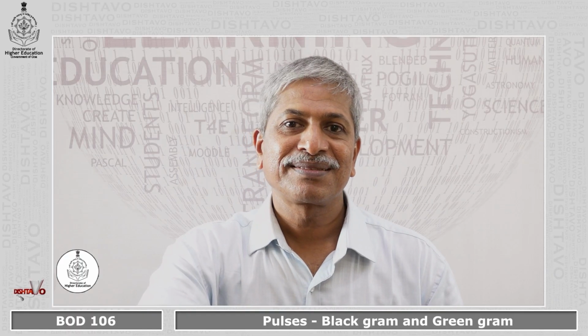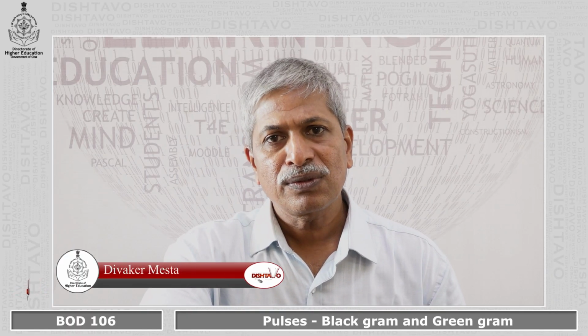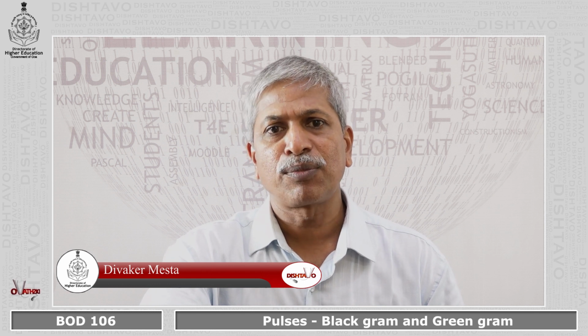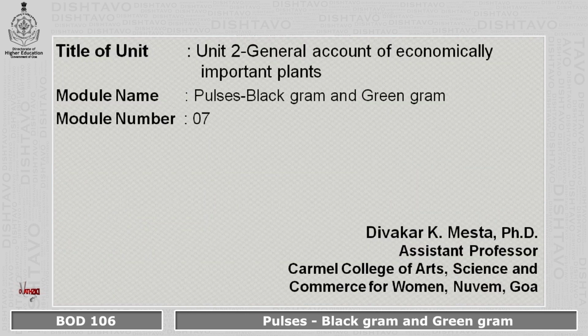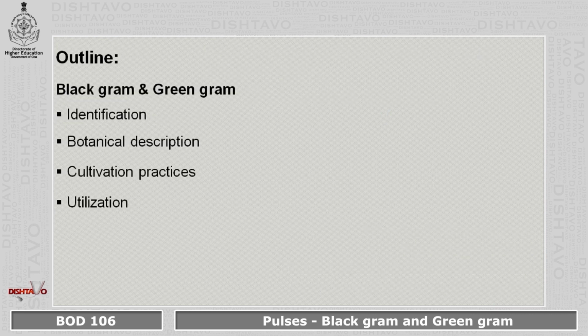Welcome students. We are dealing with Unit 2 General Account of Economically Important Plants. So in this module we are going to learn about pulses, black gram and green gram. A broad outline of the module: we will have black gram and green gram, its identification, botanical description, cultivation practices and utilization of these two grams.